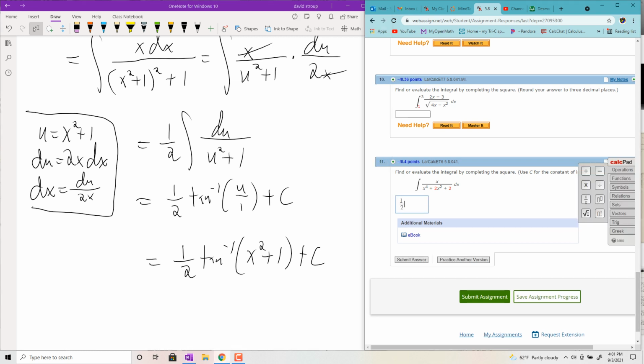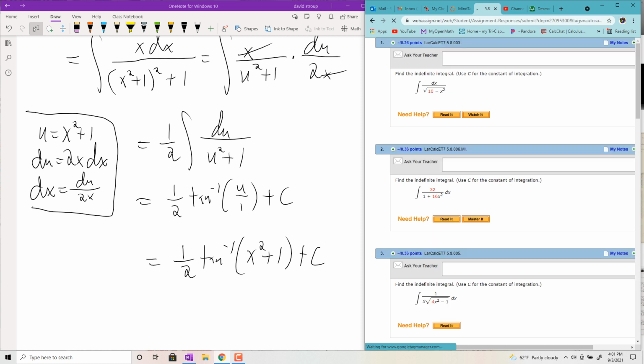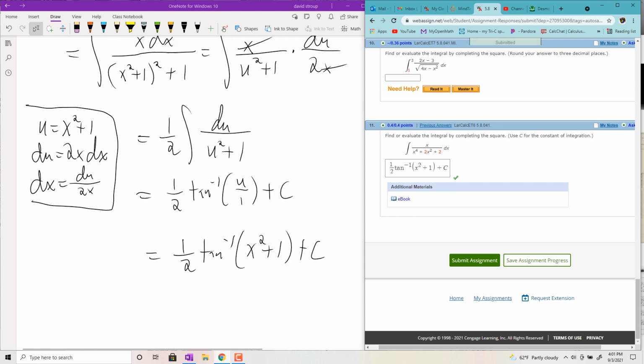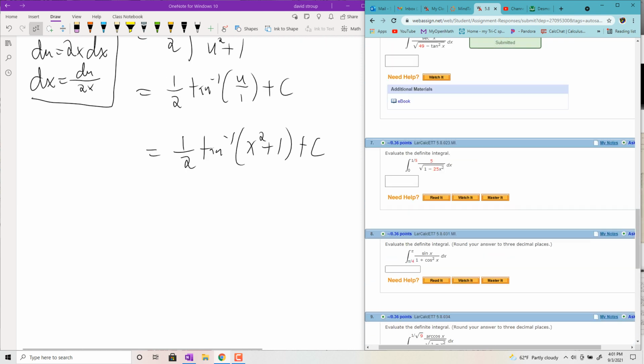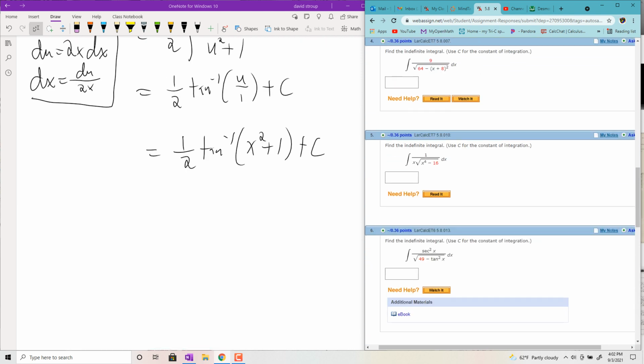1/2 tan inverse of x squared plus 1, and then plus capital C. Yay.